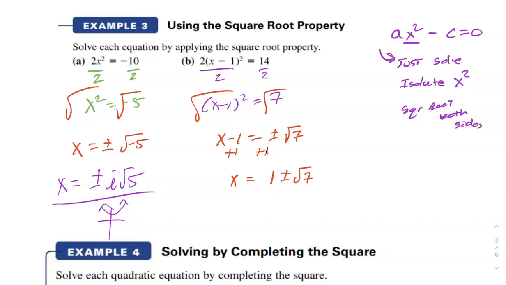And that is two answers. If you want to see it, you can split it up: 1 plus rad 7. It's also 1 minus rad 7. So you do get two separate answers, but for short, we can leave it like that.